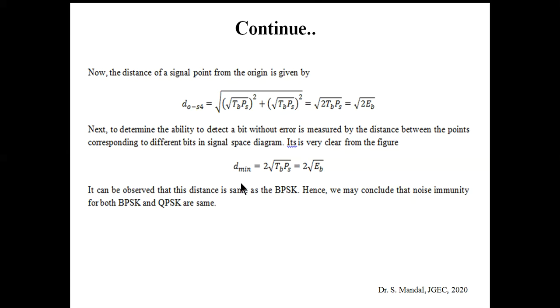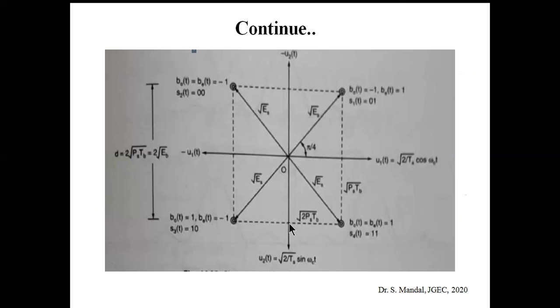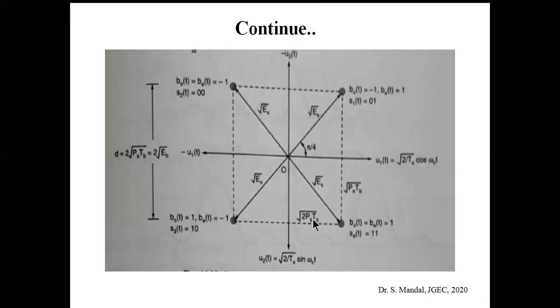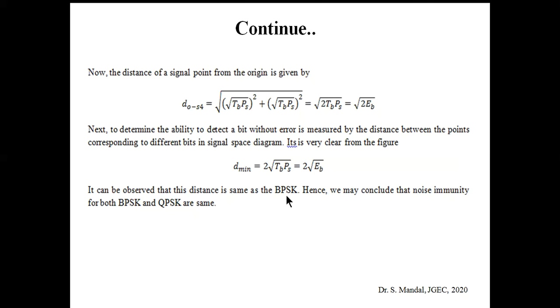So d min will be 2 into root Eb. From the above figure we already know that this one is root Eb. So obviously the total distance will be 2 into root Eb. You can see that this one is Es, or this one is Eb, so the total distance is 2 into root Eb, which is nothing but similar to BPSK. So obviously noise immunity for BPSK and QPSK are the same.